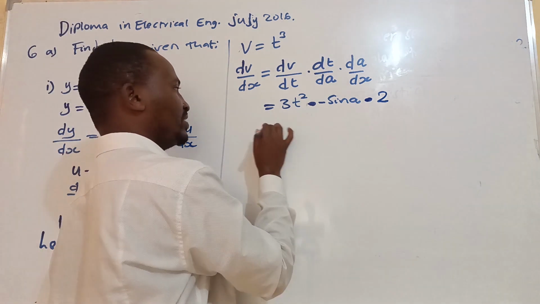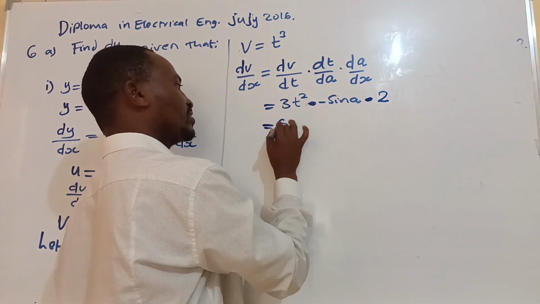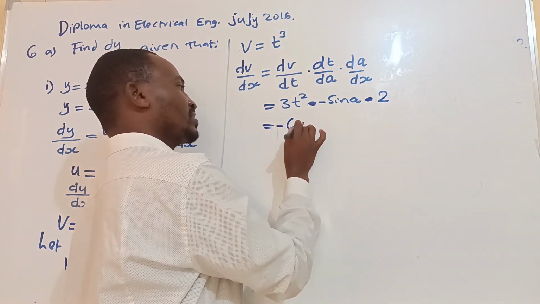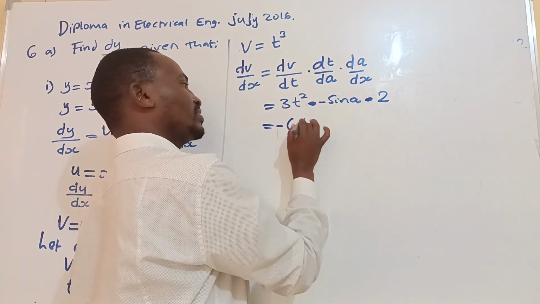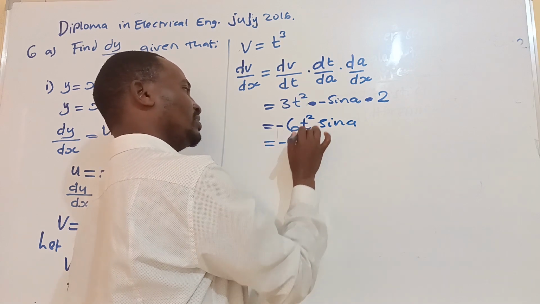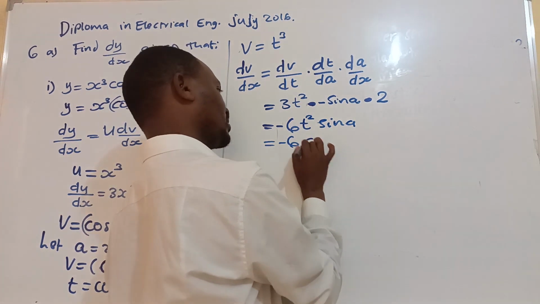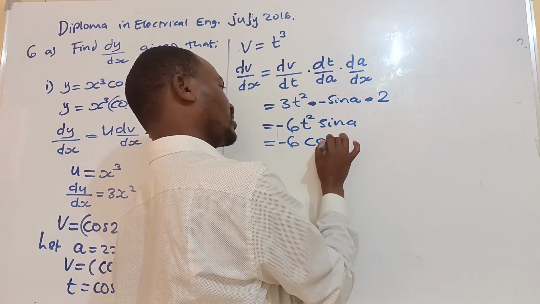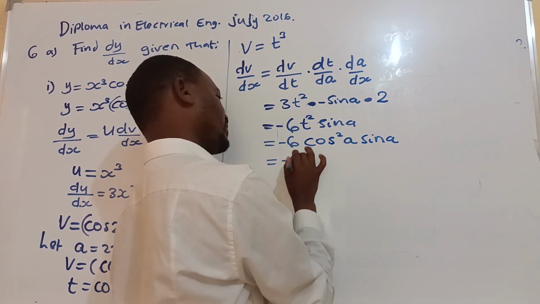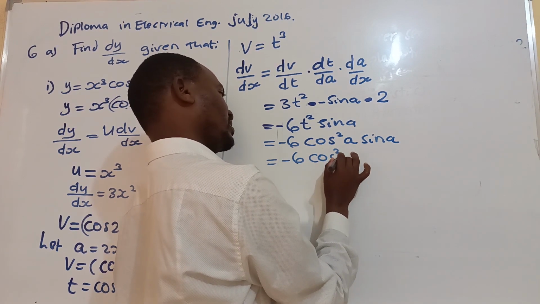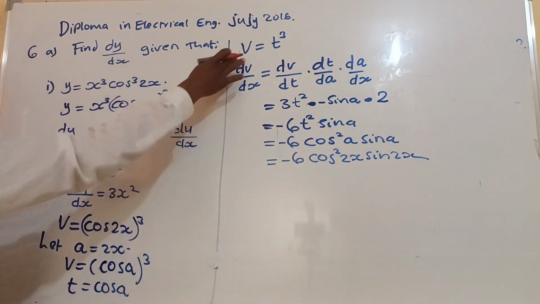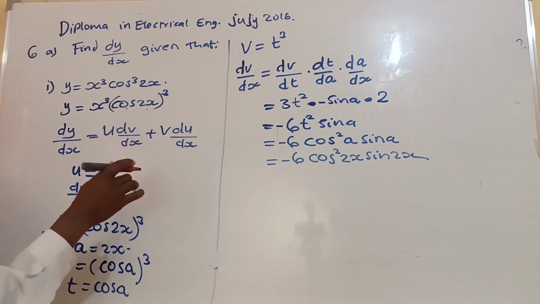So now let us rearrange. Here you have 6, now we have negative 6 t squared sin a. But what is t? t is equal to cos a. Negative 6 cos squared a sin a. But what is a equal to? Negative 6 cos squared 2x sin 2x. So that is our dv/dx, which we needed in our formula.